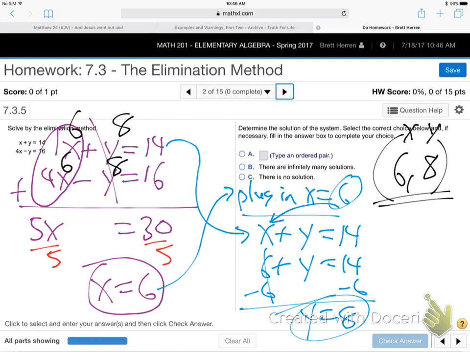Let's see it. 6 plus 8, 14, yeah? 4 times 6, 24 minus 8, yeah, 16. Makes them both true, doesn't it? So that's the real answer. Are we good? That's pretty easy. You seen this kind of thing before? Just add them up and the y's eliminate. All right, let's change gears.